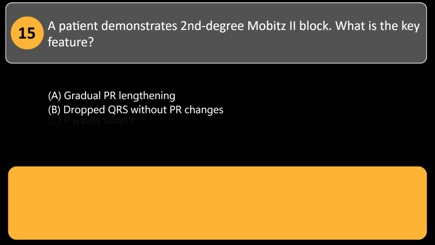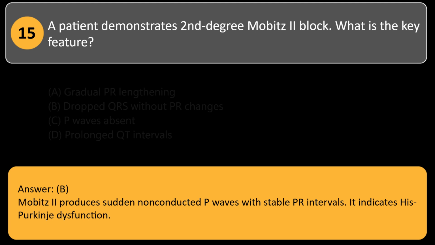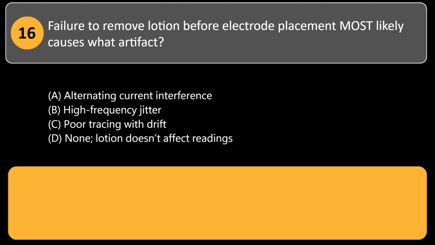A patient demonstrates second-degree Mobitz 2 block. What is the key feature? A. Gradual PR lengthening. B. Dropped QRS without PR changes. C. P waves absent. D. Prolonged QT intervals. Answer B. Mobitz 2 produces sudden non-conducted P waves with stable PR intervals. It indicates His-Purkinje dysfunction.